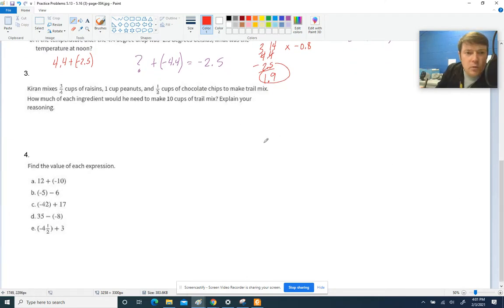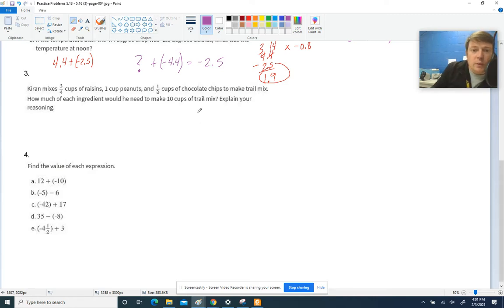Kieran mixes 3/4 cups of raisins, a cup of peanuts, and half a cup of chocolate chips to make trail mix. How much of each ingredient will you need to make 10 cups of the trail mix? This is a mixing problem. This requires a table. There's no need for us to explain our reasoning if we do the table.